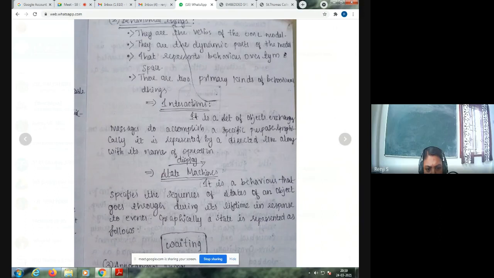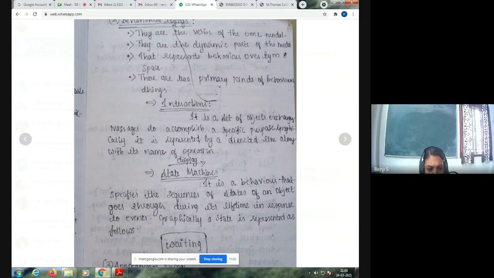There are two primary kinds of behavioral things. One is the interactions, and the other is the state machines. Now, what is an interaction? An interaction is a set of objects exchanging messages, one object communicating with another object for a particular purpose.